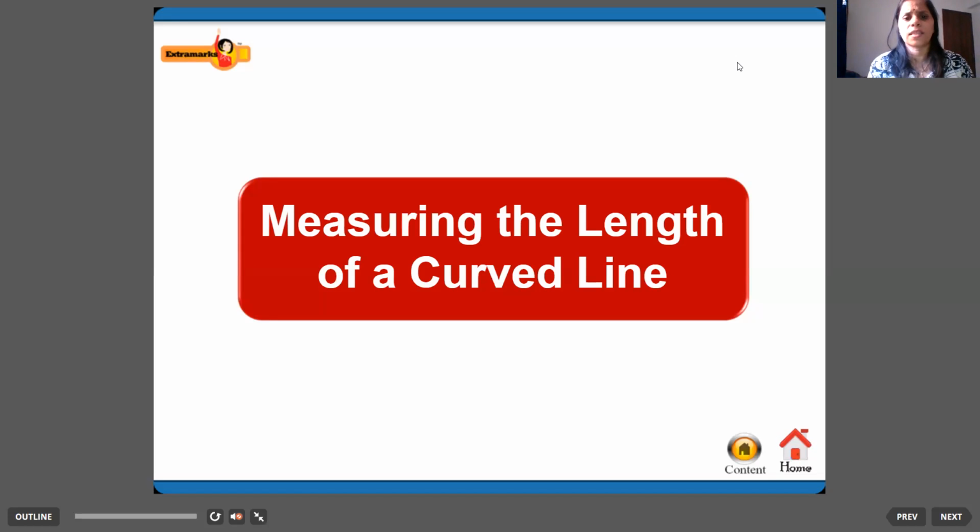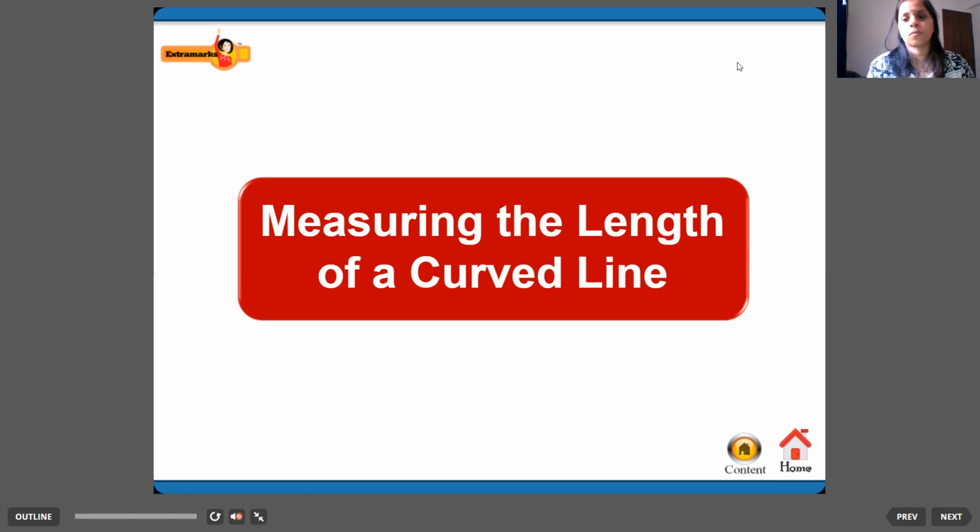What do you understand by the curved line? The line which is not straight. What do you understand by not straight? That means a wavy line is known as a curved line. How can we measure it? Can we measure it with the meter scale?